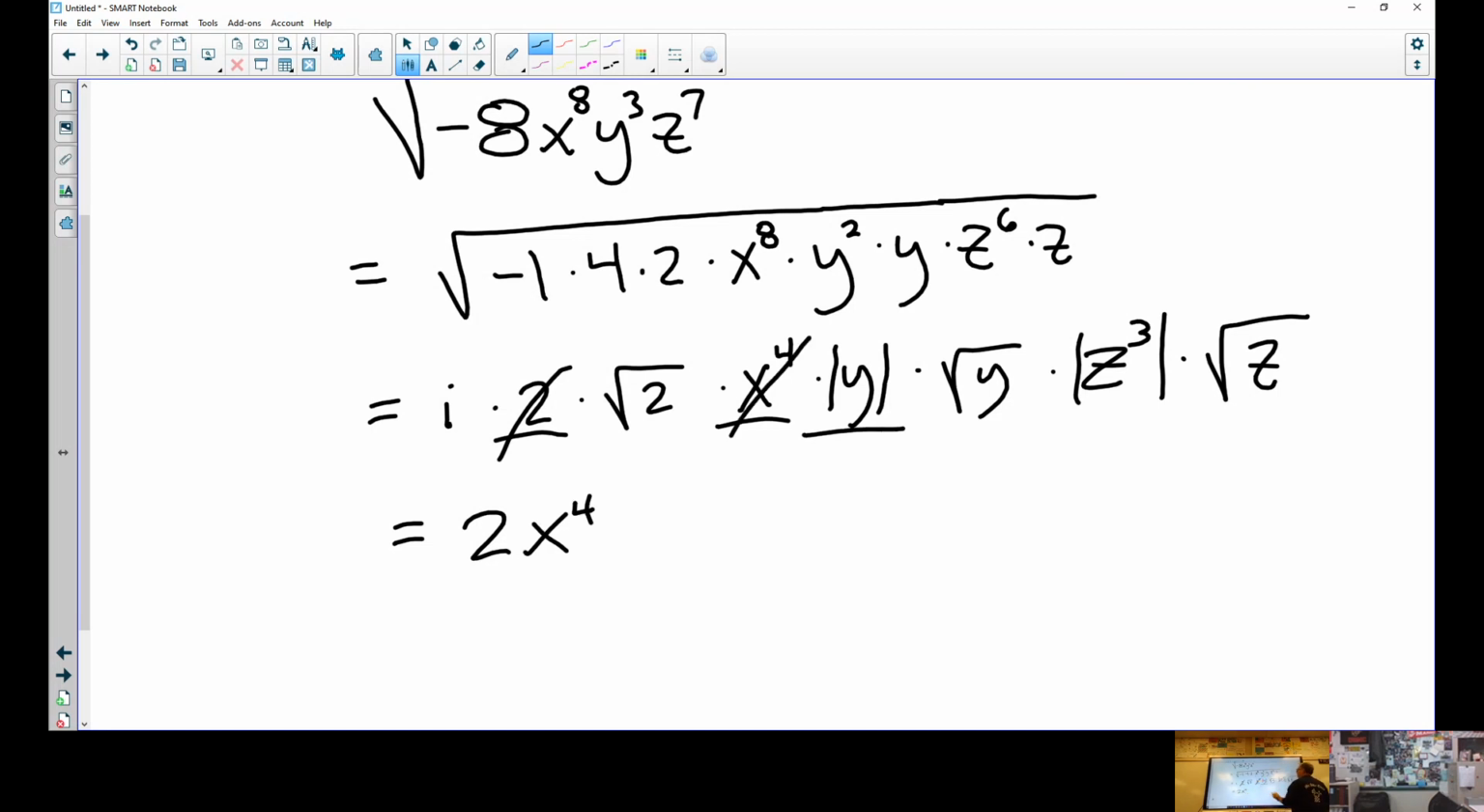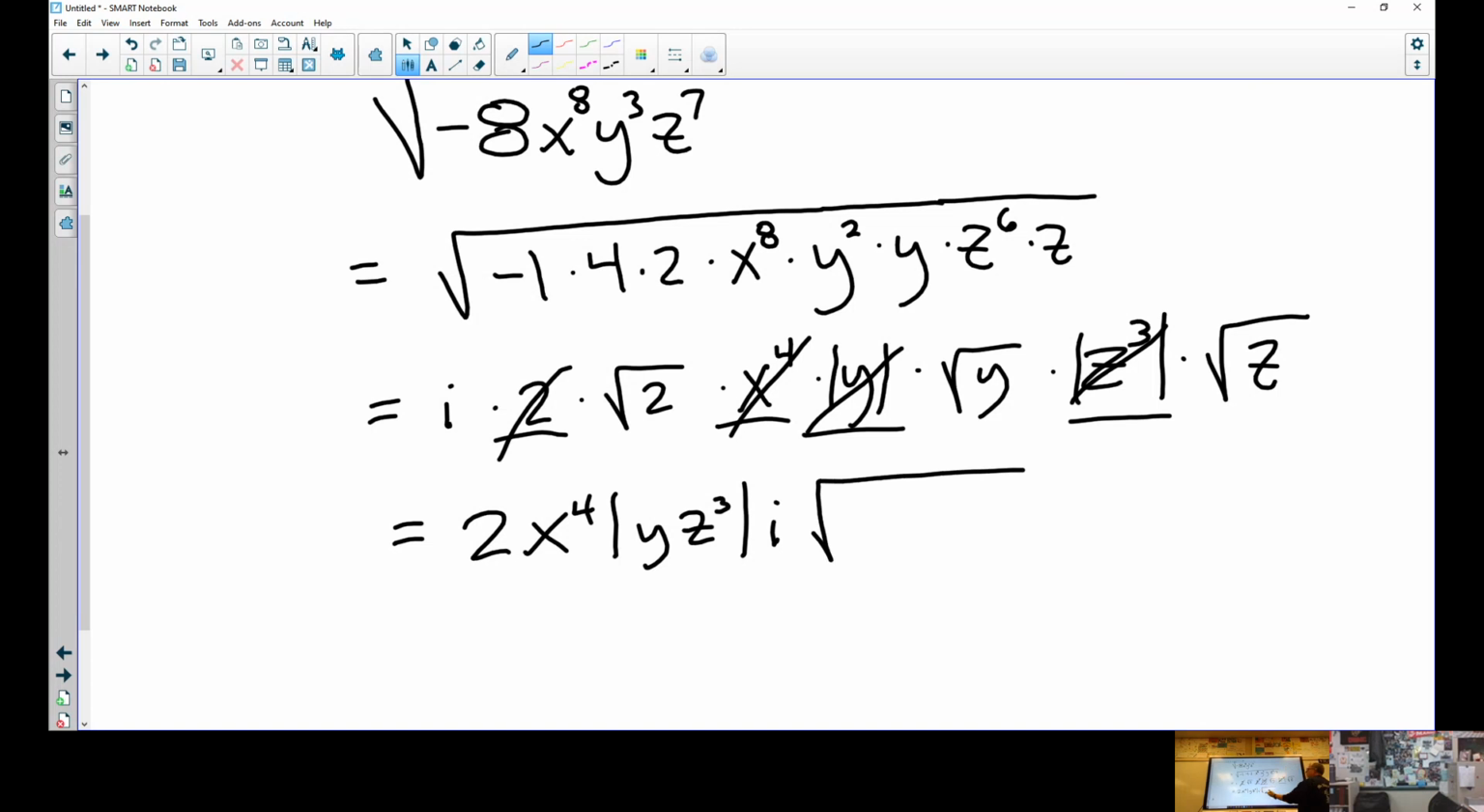I've got an absolute value of y and an absolute value of z cubed. So I'm going to do absolute value of y z cubed. I can put those both together. In fact, I should put both those together. And so I've taken care of those. Now, the only thing left that's outside of a radical is an i. So I put i here, and then square root.